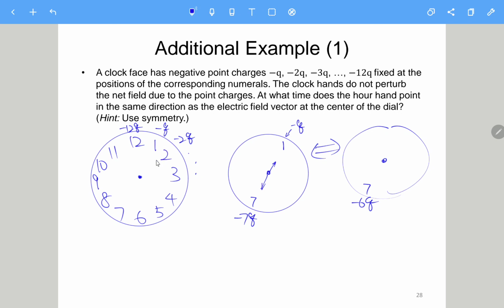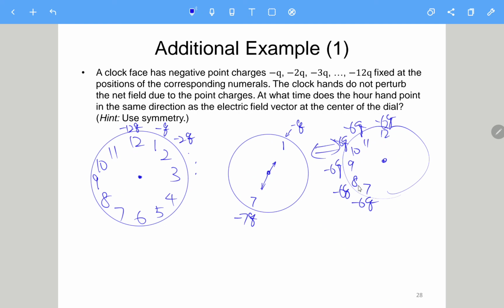And so on and so forth, we can also cancel these 2 and 8, 3 and 9, 4 and 10. Like we have negative 6q there, negative 6q there, negative 6q, negative 6q. So from 7 to 12, we have negative 6q all the way.